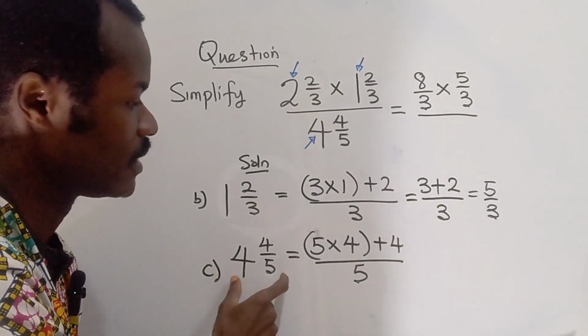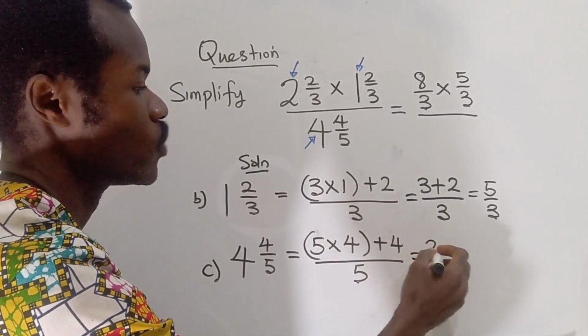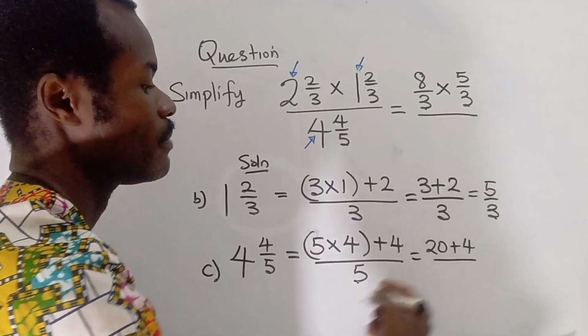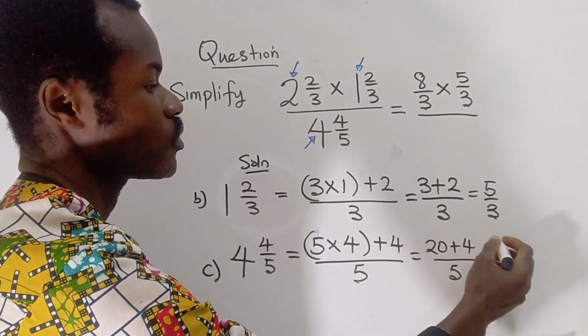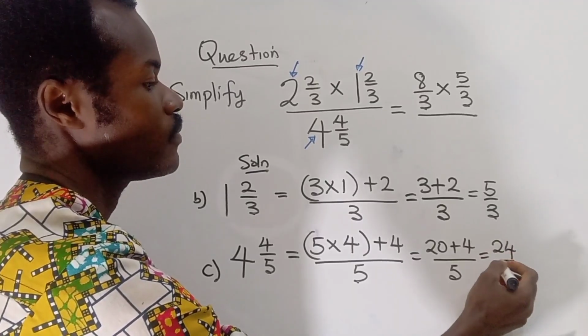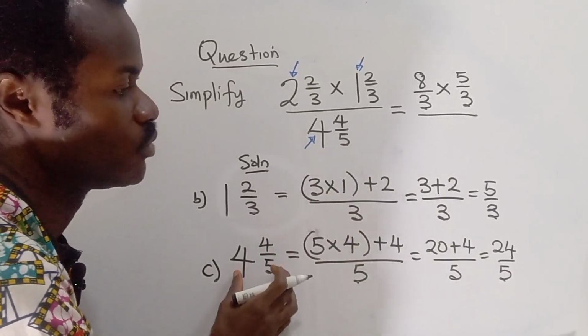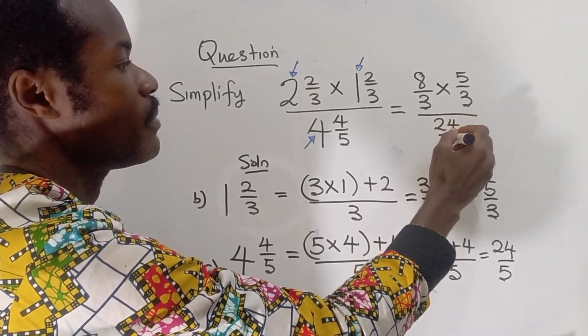So now let's convert this and see. 4 times 5 is going to give us 20. We have plus 4, divided by 5. So 20 plus 4 is going to give us 24 divided by 5. So in place of this, we are going to put this: 24 divided by 5.